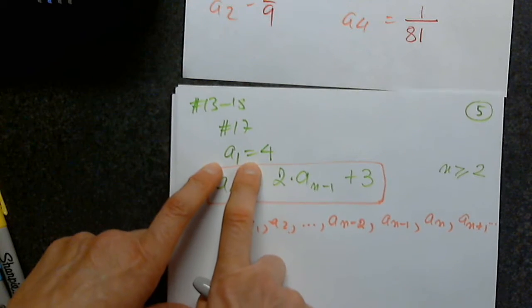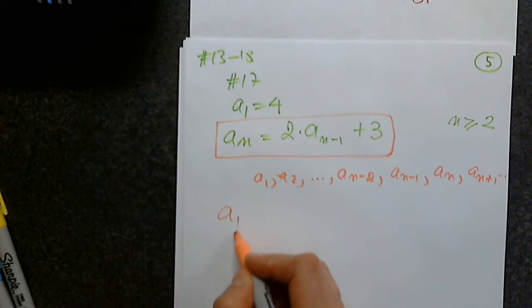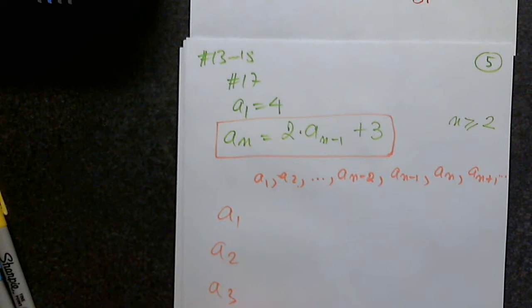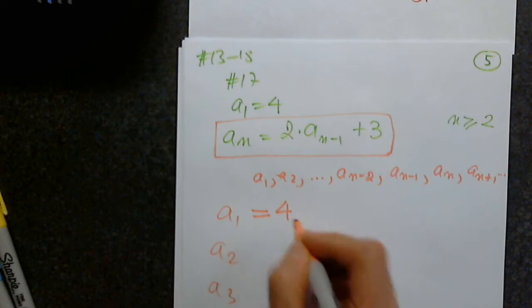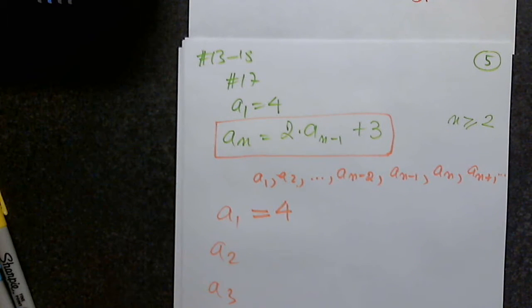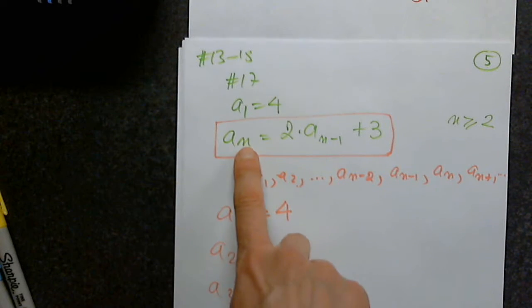And I am given the first term. So I have to find A1, A2, A3, and A4, but I am already given the first one. So now the question is, how do I find A2?